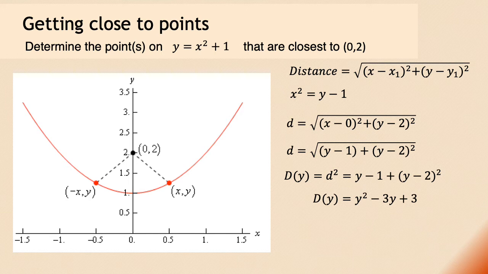So let's call d squared, let's just call that capital D. So we have the function D of y. And now this is the equation that we want to minimize. This is our distance formula with a built-in constraint. So we're going to take the first derivative like we normally do.